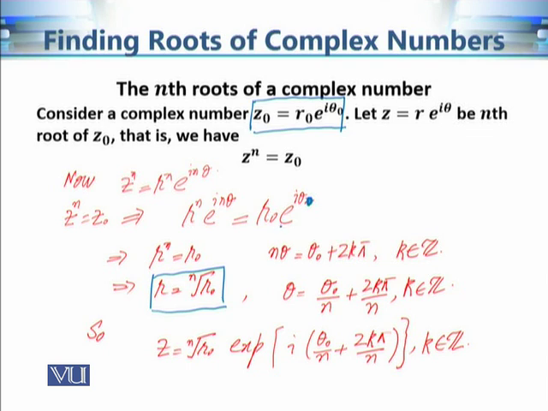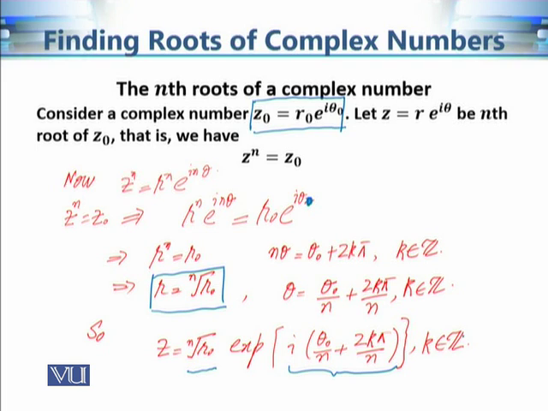And the second expression, the relation between their angles, would be n theta is equal to theta naught plus 2k pi, and this implies theta is equal to theta naught over n plus 2k pi over n, where k is any integer. Now this implies that the value of z is equal to, so this is the modulus of this z, and this is the angle or the argument of this complex number. Okay? So that's how we find the nth roots of a given complex number z0.